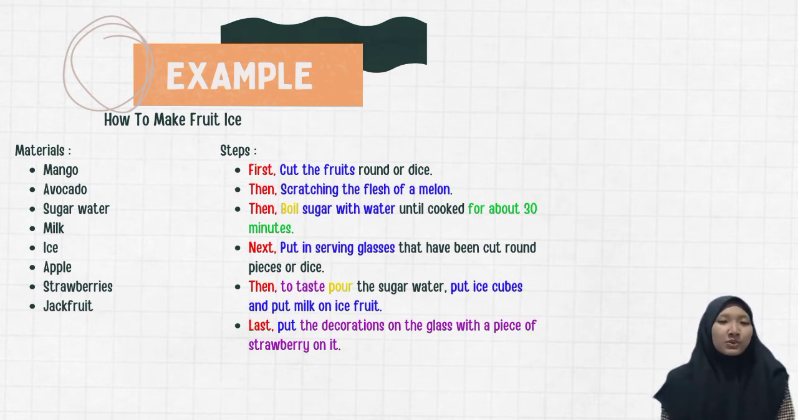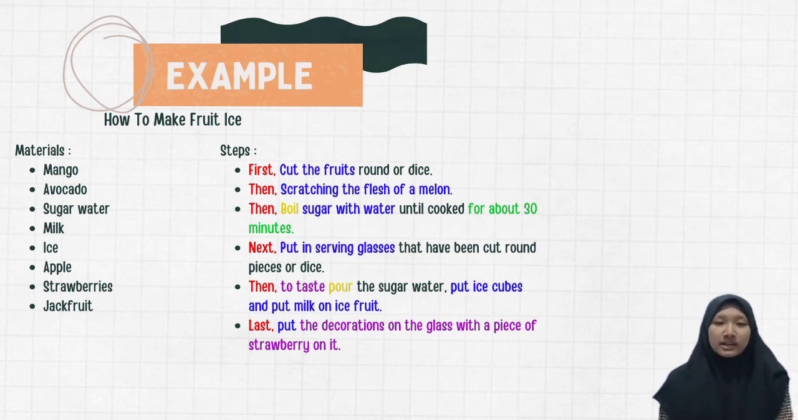Okay, earlier we discussed the generic structure of procedure text, so now we will discuss the language features. Well, here I have marked some words or sentences using different colors. We will discuss what the meaning of these colors. The first one, which is marked in red, like first, then, next, and last, in the language features of the procedure text is included in temporal conjunction.